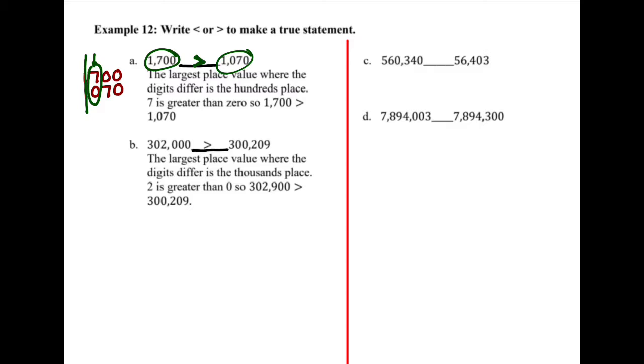Okay, so line them on top of each other again. I'm going to do it below because there's more space. So 302,000, and the second number is 300,209. Okay, so the 3's are the same, the 0's are the same, that one's different. 2 is bigger than 0, so the top number is bigger than the bottom number.